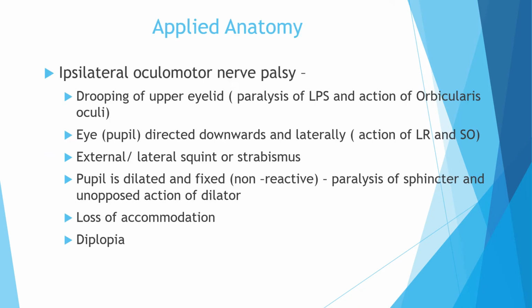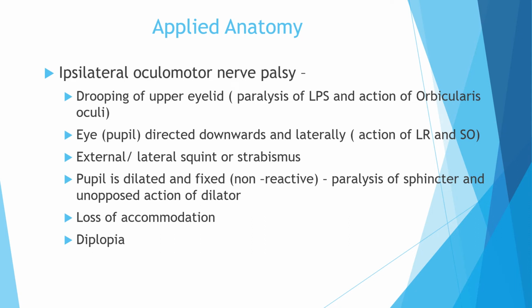Coming to the applied part, if there is palsy of the oculomotor nerve on the same side, there is drooping of the upper eyelid because the levator palpebrae is paralyzed, and orbicularis oculi is normal, and the action of orbicularis oculi is to close the eye. So that muscle is acting and the opposite muscle is not acting, that's why there is drooping.